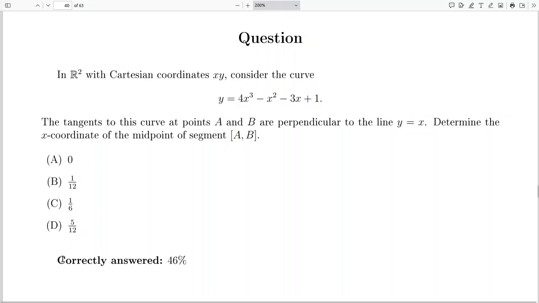one was correctly answered by 46% of applicants. So if you want to try this out by yourself, you can pause the video, read the question and have a go at it.